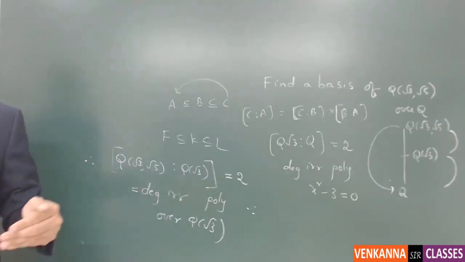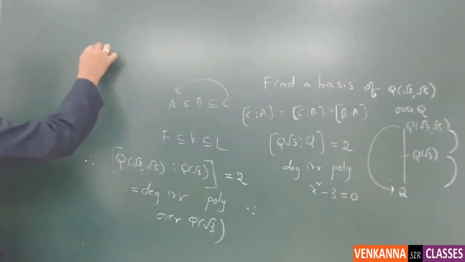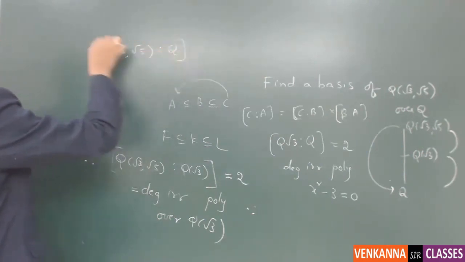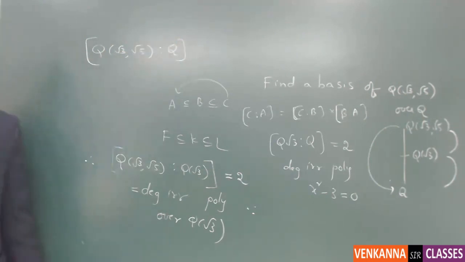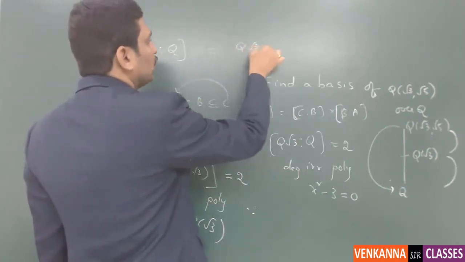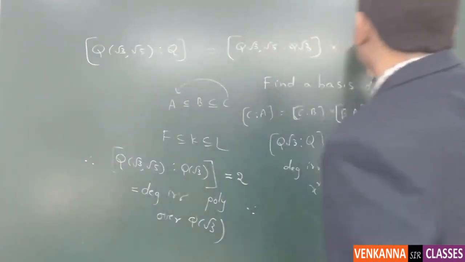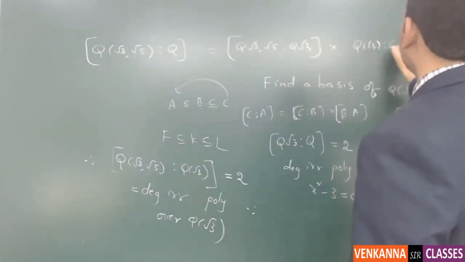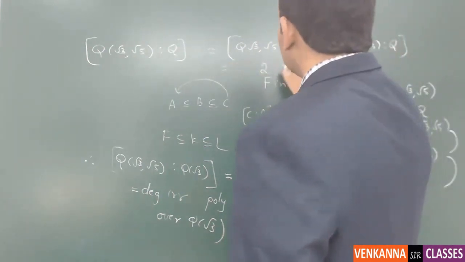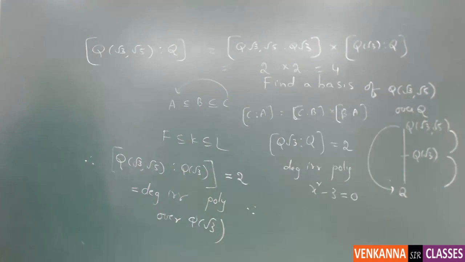Now, coming to the main solution, if you apply the hierarchy, Q of root 3, root 5 over Q is equivalent to Q of root 3, root 5 over Q of root 3, into Q of root 3 over Q. So the dimension is 2 here, and 2 here, equal to 4. That was the final solution.